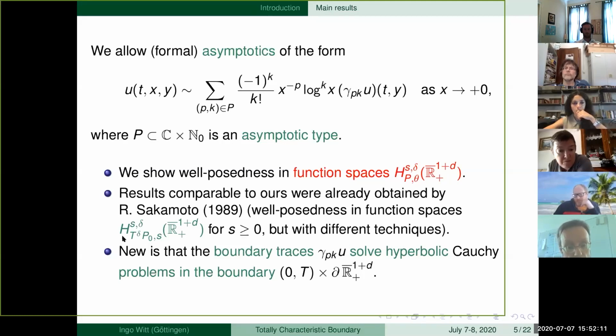Okay. What is really new is that we show that these boundary traces, these coefficients gamma_{p,k} u, solve hyperbolic Cauchy problems themselves in the boundary. So they can basically be found prior to solving the equation.